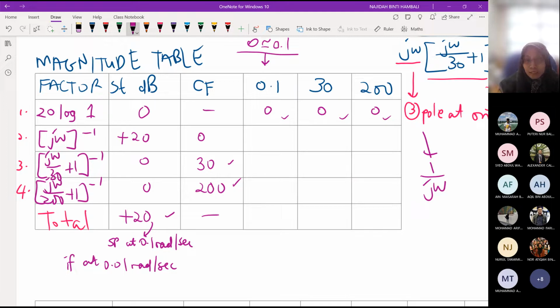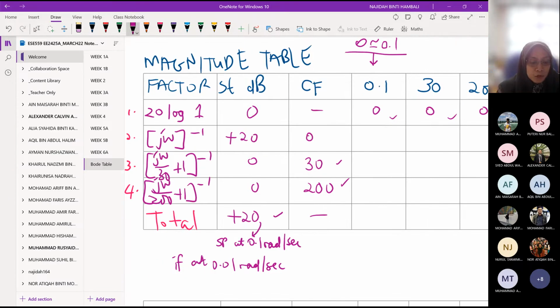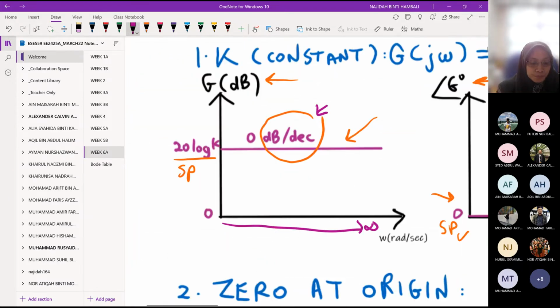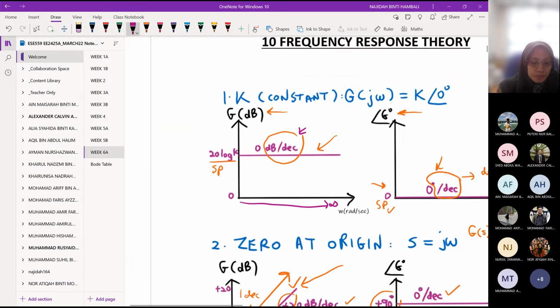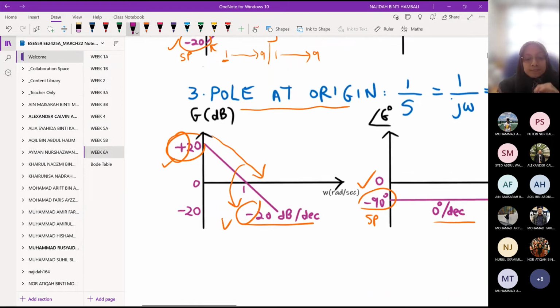Okay, sekarang kita tengah isi untuk magnitude, bukan phase. So, refer to theory 10 frequency response theory tapi untuk magnitude sahaja. Okay, now, second factor, pole at origin. Starting point, positive 20 dB. Slope. Pole at origin, this one. Starting point, positive 20 dB. Kita dah masukkan dah tadi.